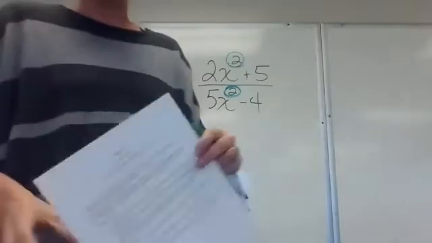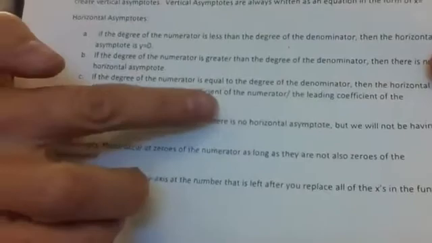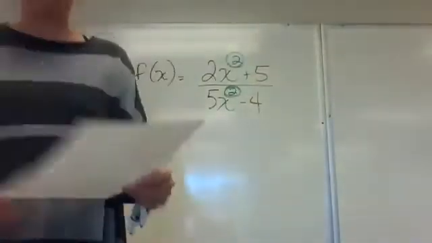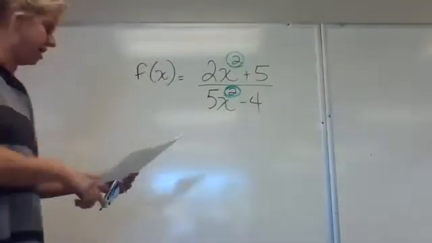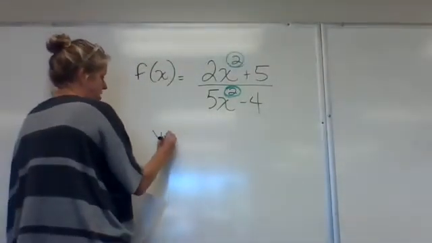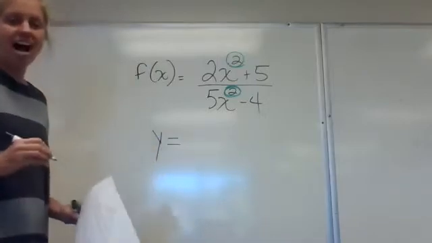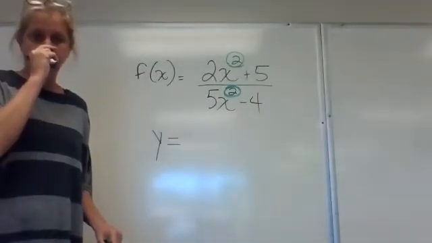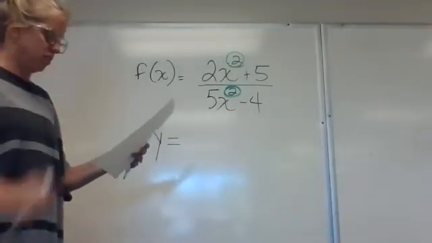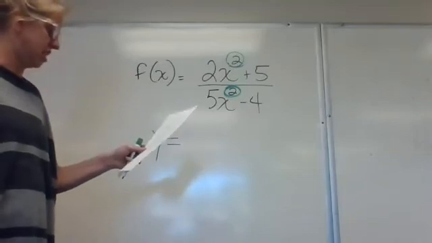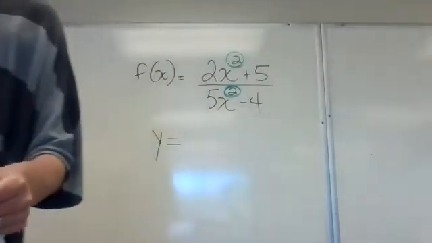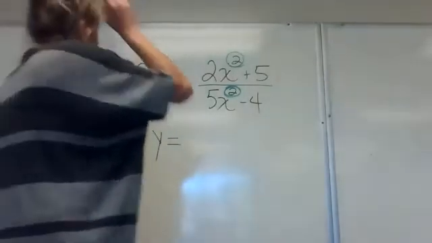So when you go to this horizontal asymptote chart, the degrees are equal to each other. So go to the one that says equal to, and let's see what that says about the horizontal asymptote. First of all, the horizontal asymptote is going to be in the form of y equals, because it's a horizontal line and not a vertical line. What does that tell me if the degrees are equal? The horizontal asymptote is the leading coefficient of the numerator over the leading coefficient of the denominator.